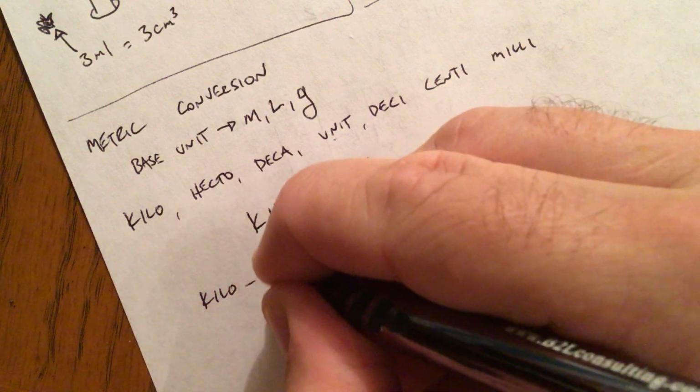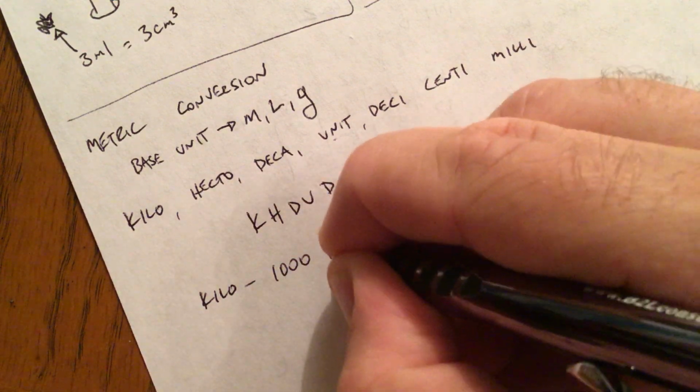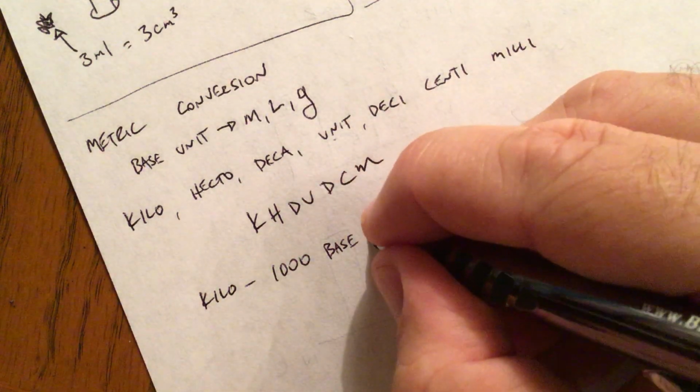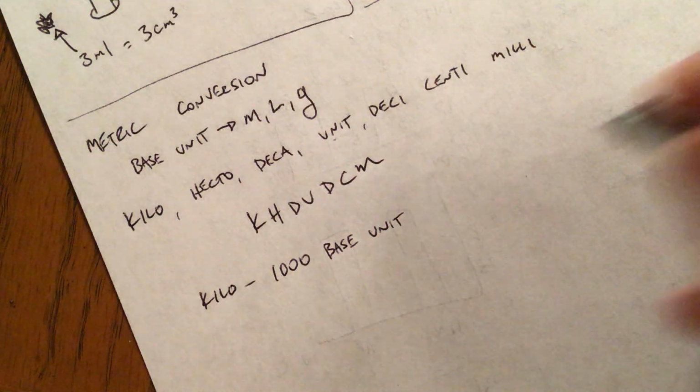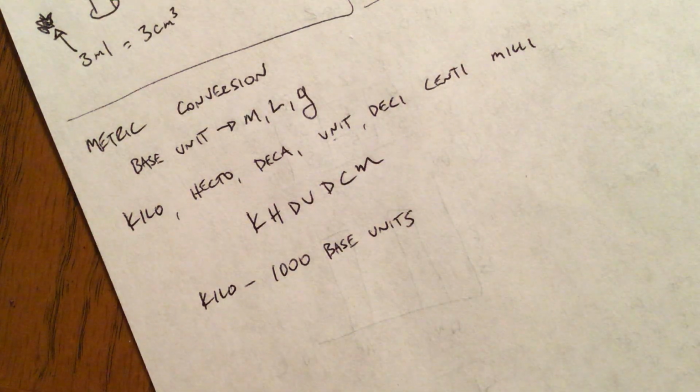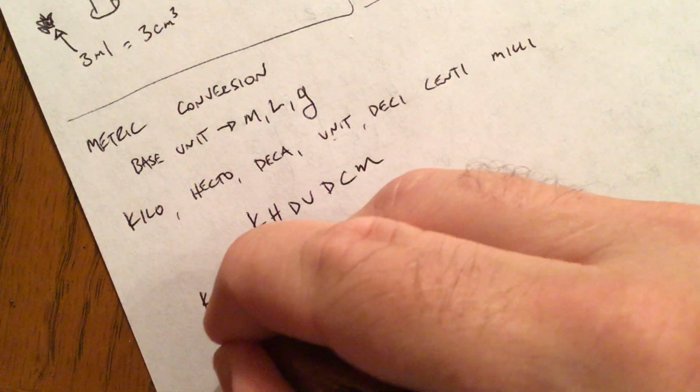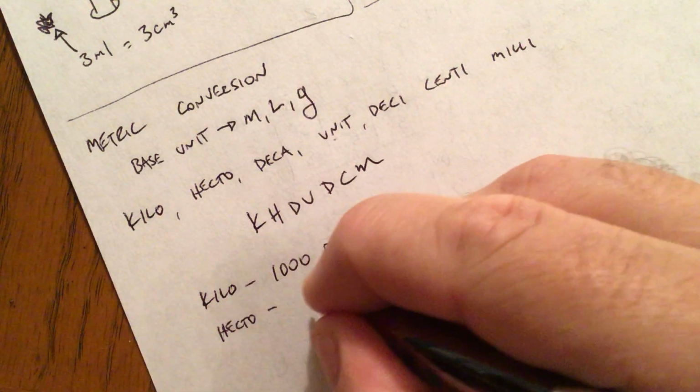A kilo is 1,000 base units. So a kilogram is 1,000 grams. A kiloliter is 1,000 liters. A kilometer is 1,000 meters. Hecto, that's 100 base units.